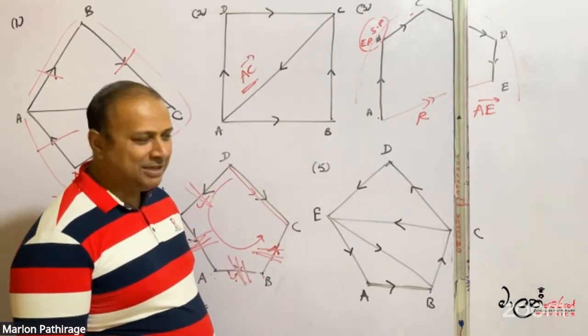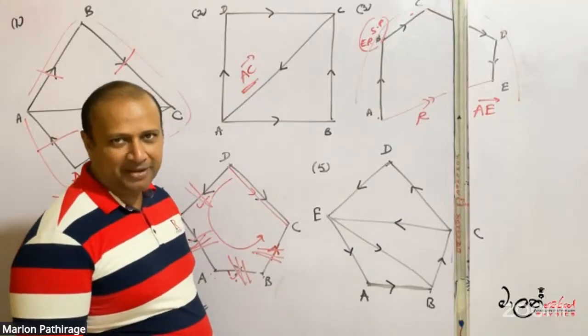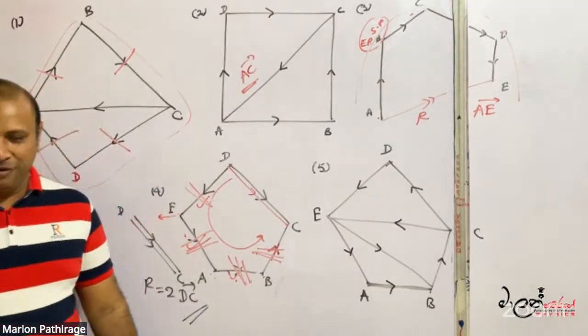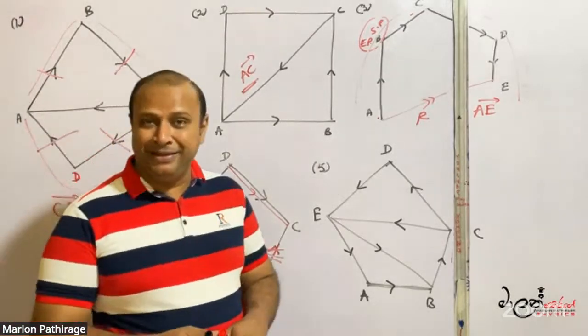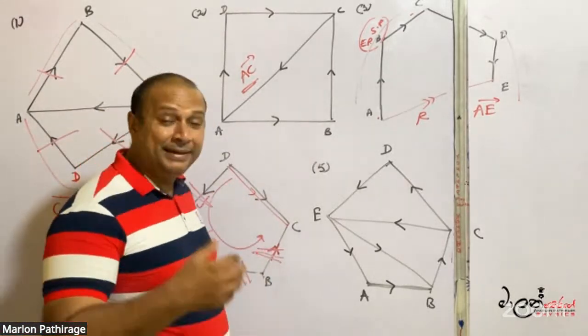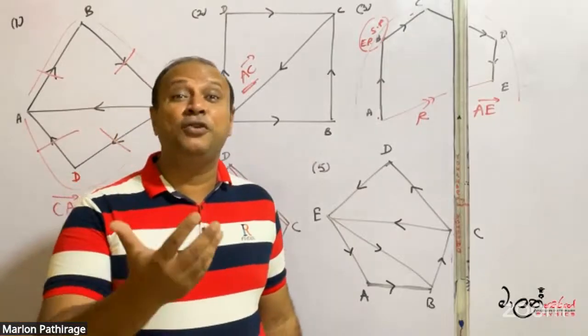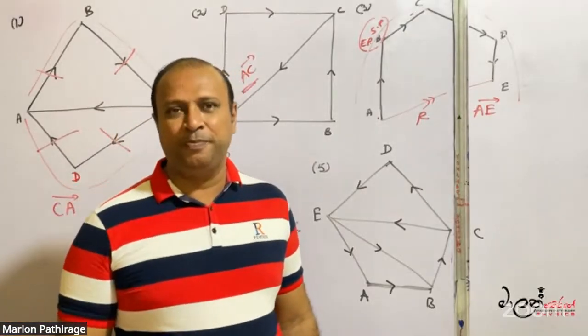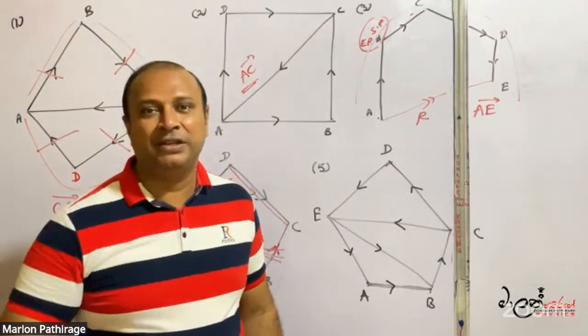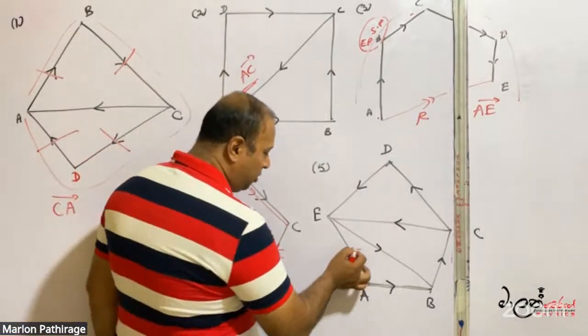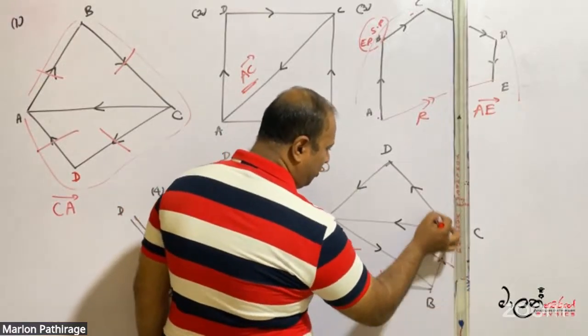You can start from A and end at A. Therefore, that is the biggest closed loop in this question. So the resultant vector of those vectors should be 0. Therefore, you can remove all these vectors.